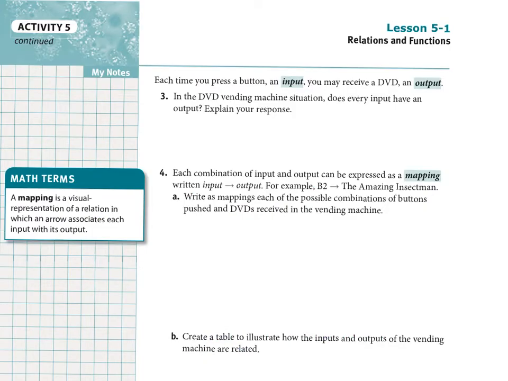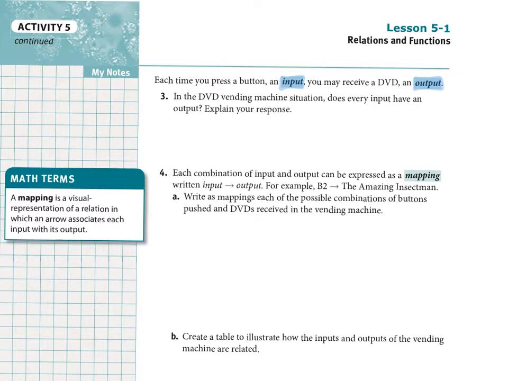So this type of situation that we have actually relates to math. We're going to see each time we press a button, an input, that's what we're going to call our buttons, our initial buttons that we're pressing. Those are the inputs. And then every time we do that, we receive a DVD. That's called our output. So there's an input, there's an output. The button's the input, the DVD's the output.